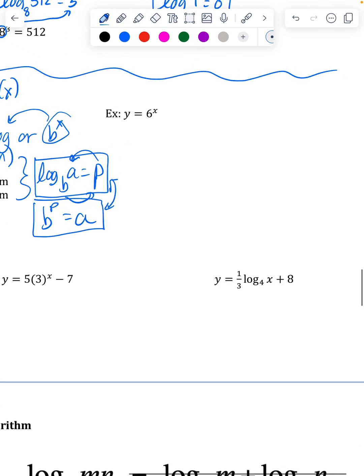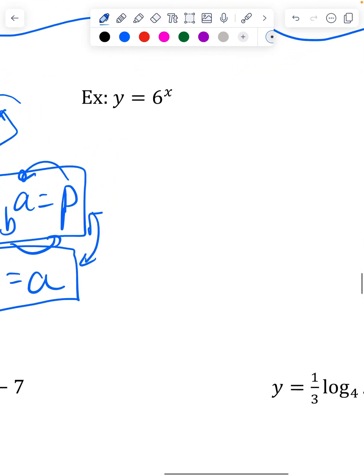So let's go through one together. The first thing I have to do is swap my x and y. So I put the x where the y was and the y where the x was. Since this is exponential, I need to rewrite it as a log. So log, and then the base is whatever is raised to the power. In this case, that's a 6. So the 6 goes in the basement.